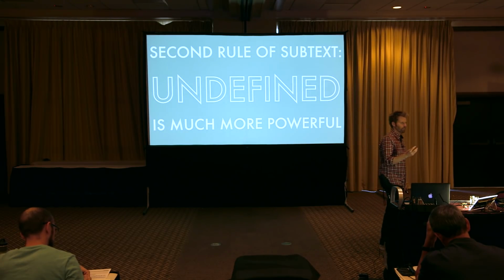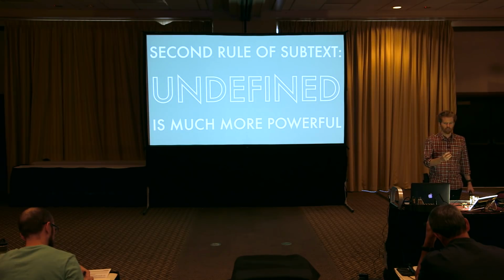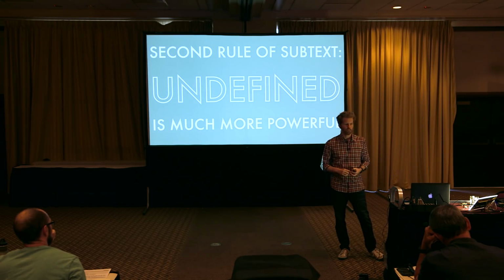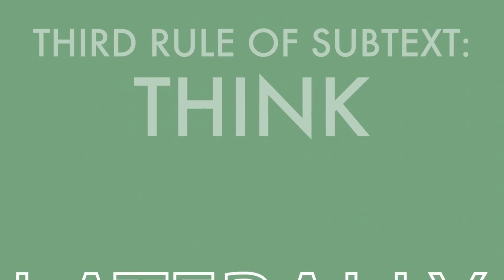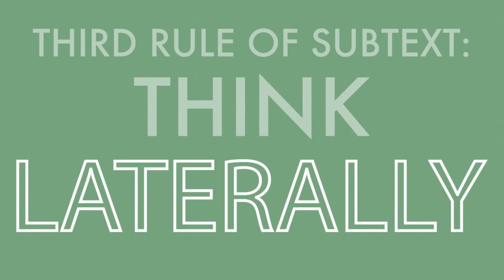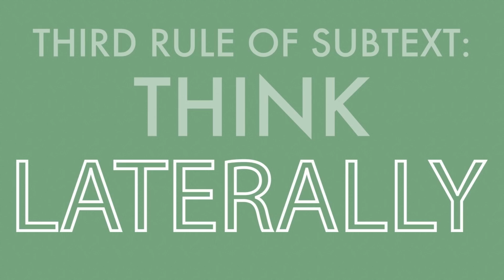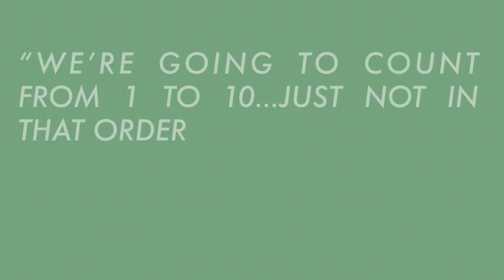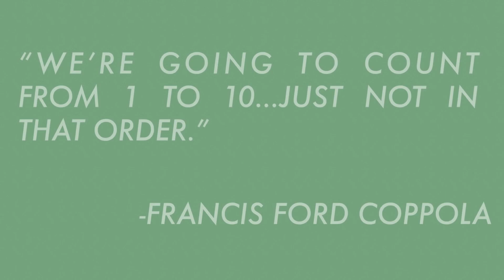The mysticism of it, the not knowing, is what invites the audience to engage in your film. You don't tell them the answer. You just give them a question. You let them try to figure it out. And the third rule of subtext is to think laterally. This will be a recurring theme. Lots of what we do in the film business is linear thinking. You know, A plus B equals C, and 100 foot candles at 100 ASA equals F28 every single time. Lateral thinking is the opposite of that. As Coppola would say, we're going to count from 1 to 10, just not in that order.